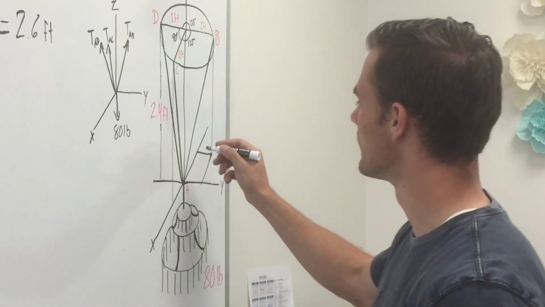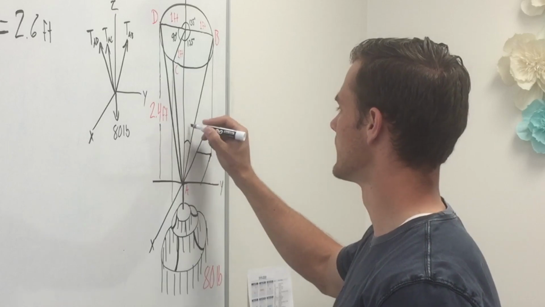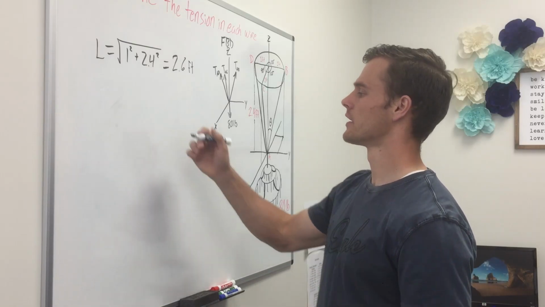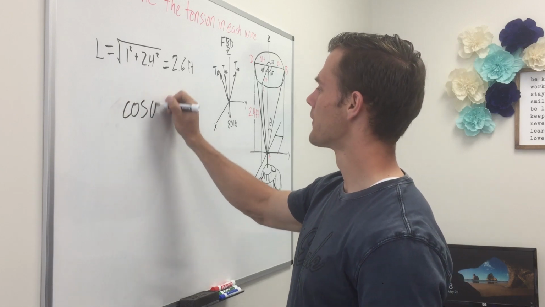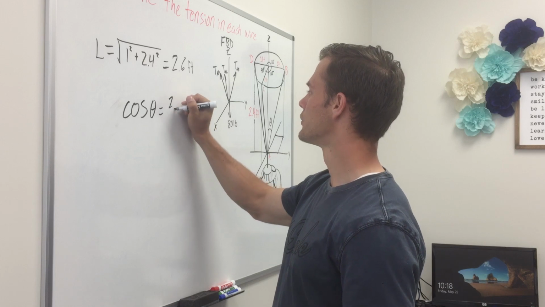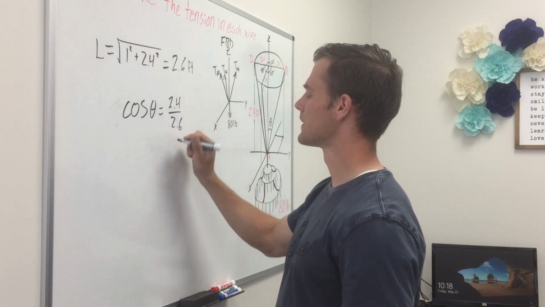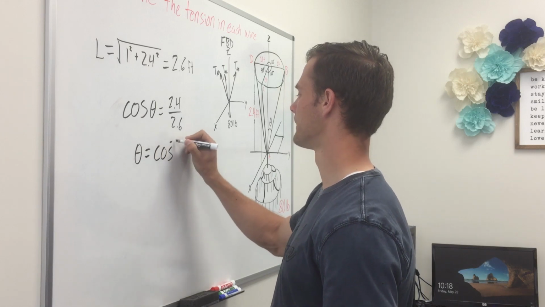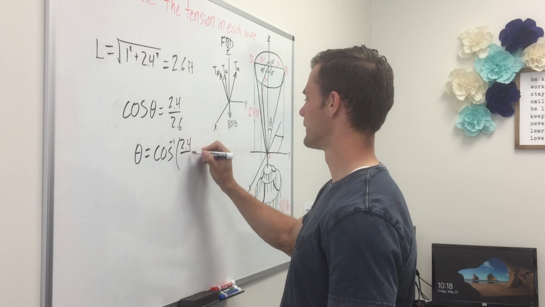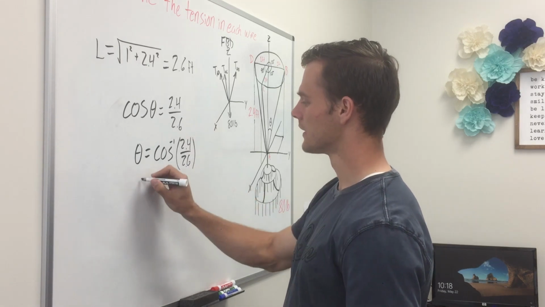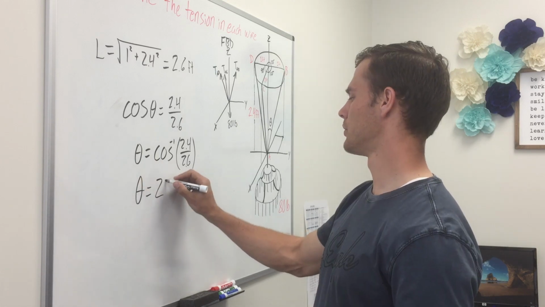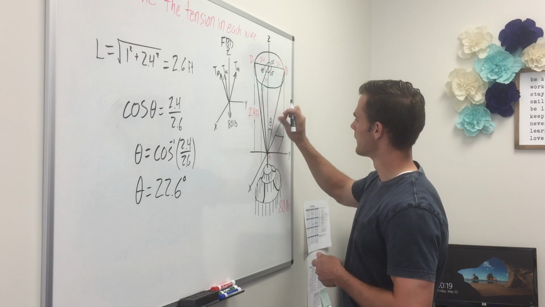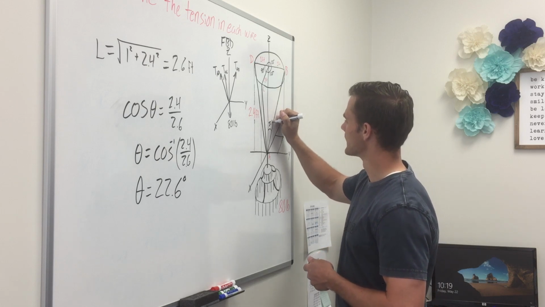And now we want to find the angle created between the Z axis and the wire, and we'll call that angle theta. Now we can either use sine or cosine. In this case, I'm going to use cosine. Cosine of theta equals 2.4 divided by 2.6. And so we'll take the arc cosine of both sides and we'll get that theta equals the arc cosine of 2.4 divided by 2.6. And so theta equals 22.6 degrees. And so we'll label that here, that this angle is 22.6 degrees.